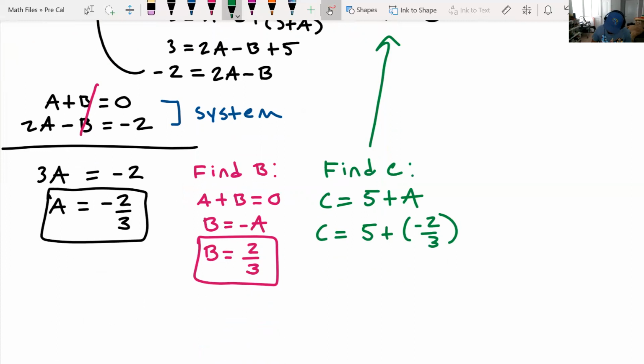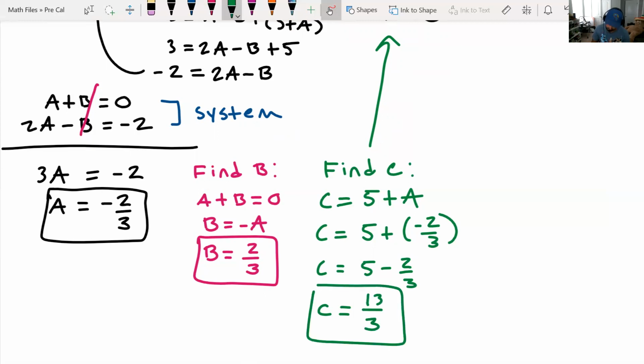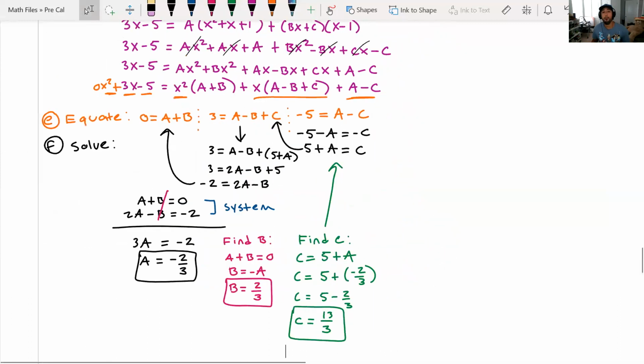And clean it up. And 5 minus 2/3, 5 times 3 is 15. 15 minus 2 is 13. So c is 13/3. Woo! Fun stuff, guys.